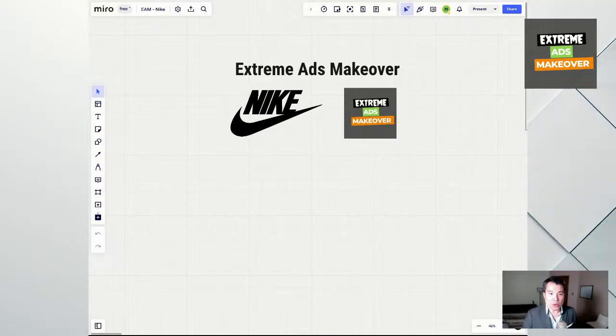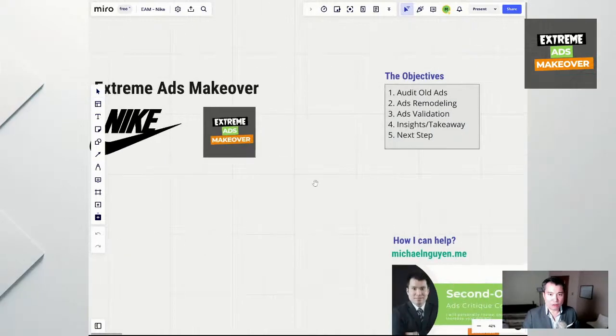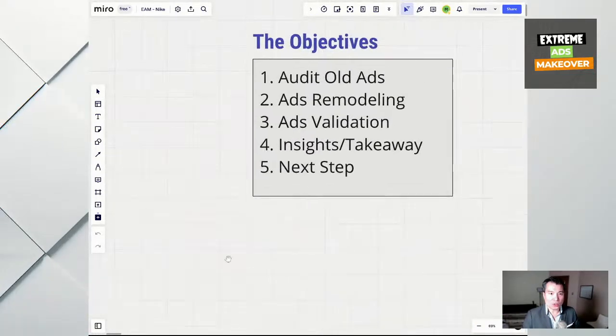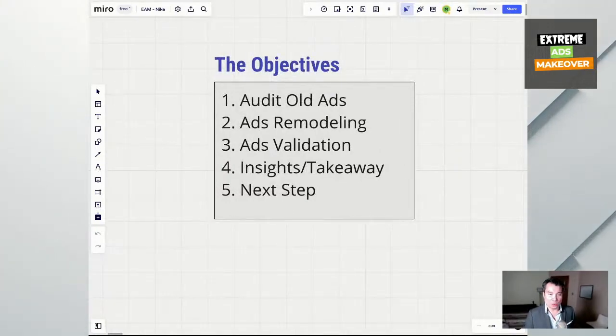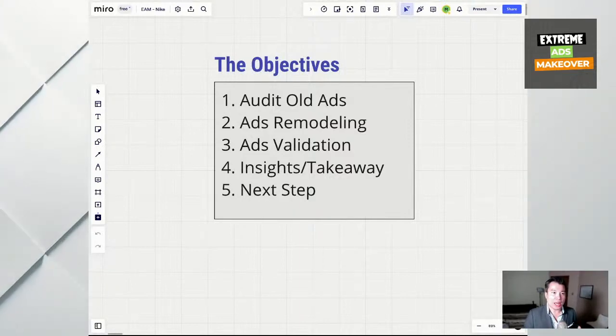So today, like I said, here is the agenda. We are going to audit the Nike ads, and we're going to generate and remodel new ads. Then we're going to validate those new ads, and eventually we get the result. I'm going to pull out some of the insight takeaways, and I will share with you the next step.